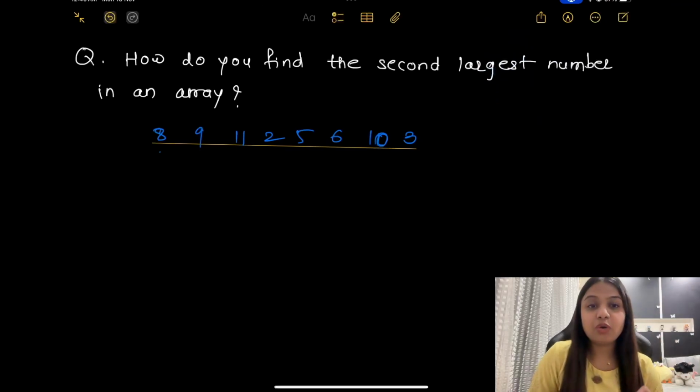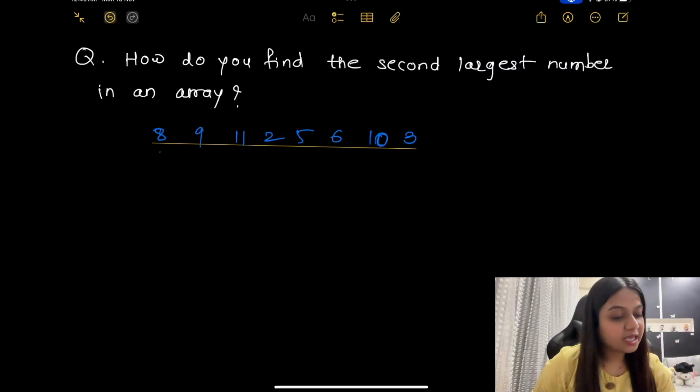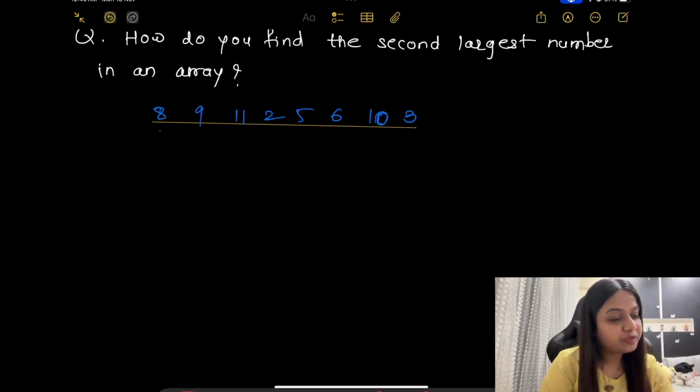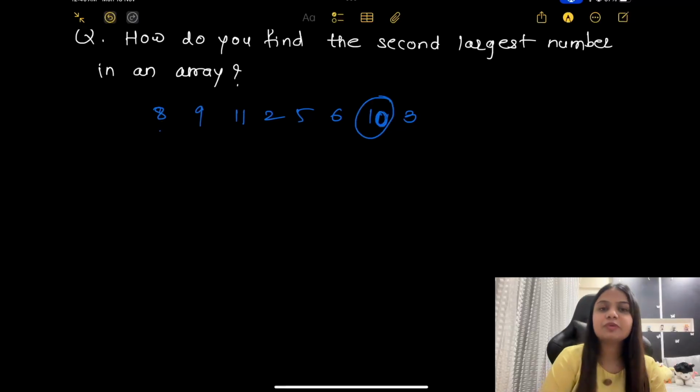And the next question is, how do you find the second largest number in an array? You are given this array and you have to find the second max number in the array, which will be 10 in our case. How do we find it?